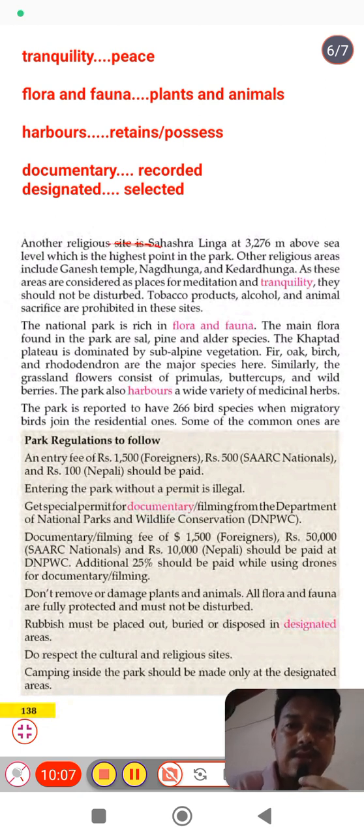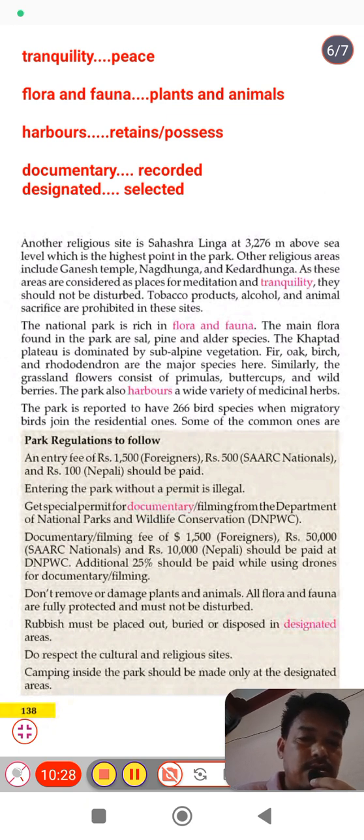Another religious site is Sarsalinga at 3,276 meters above sea level, which is the highest point in the park. So students, Sarsalinga is at the very highest point in the park. What is its height? That is 3,276 meters above sea level.